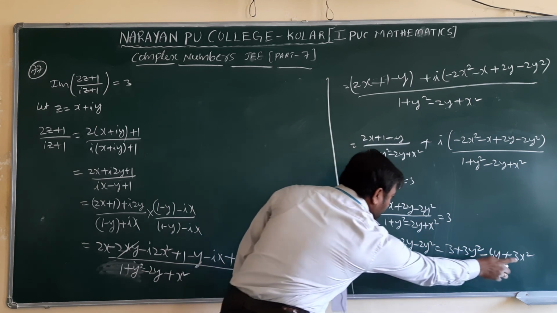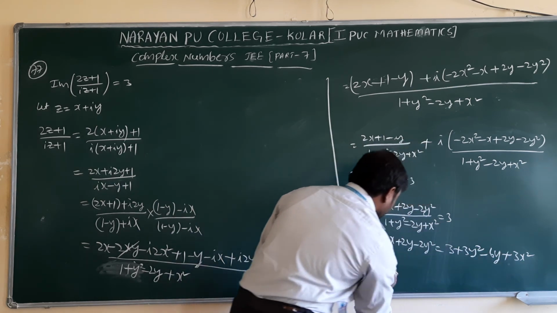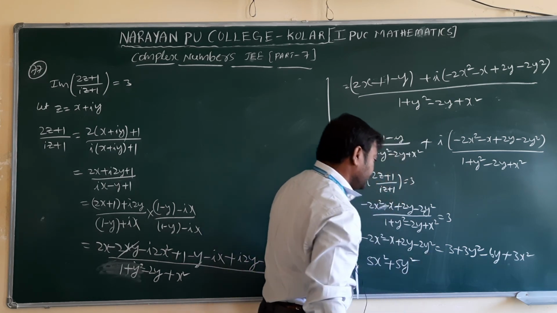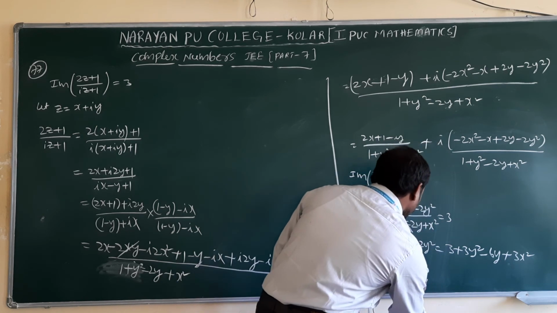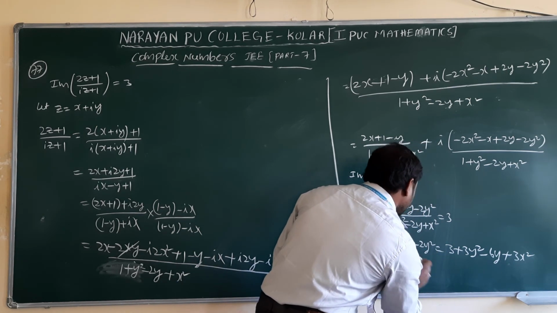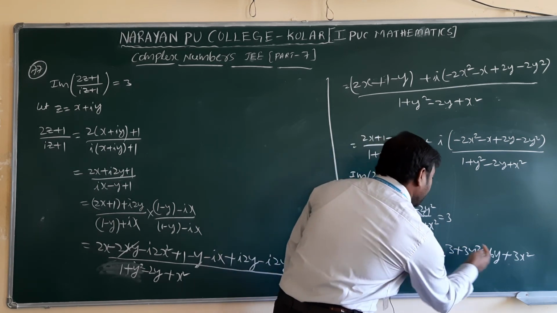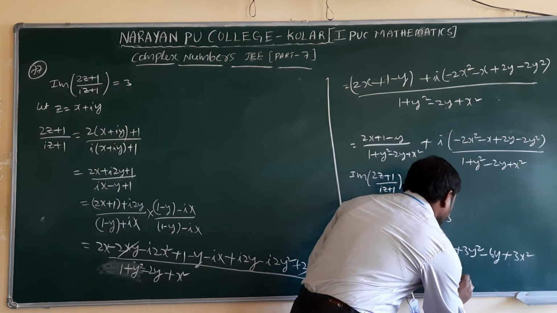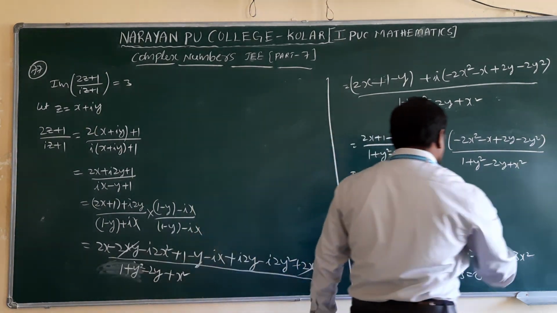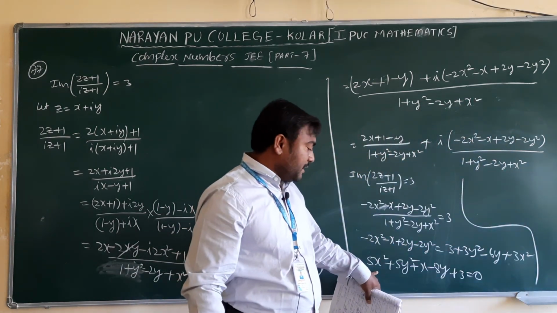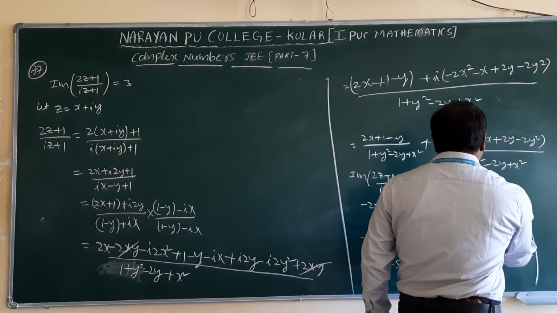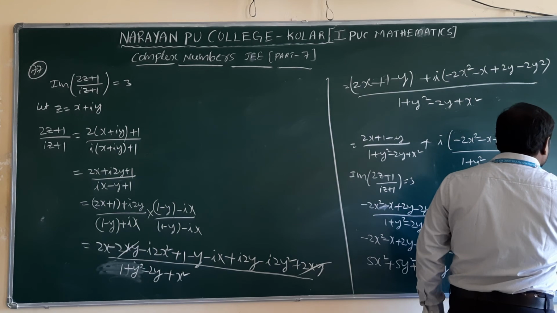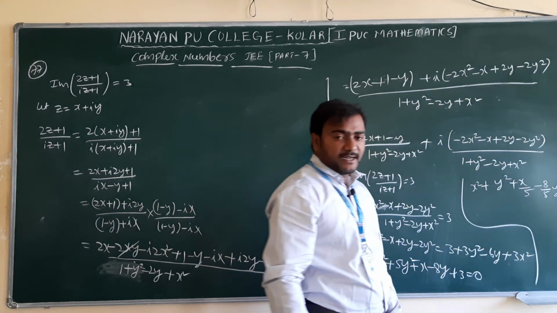Now, bringing the terms to this side, we get 3x² + 2x² = 5x², 3y² + 2y² = 5y², plus x, and 2y + 6y gives minus 8y, plus 3 equals 0. Taking 5 common, we get x² + y² + x/5 - (8/5)y + 3/5 = 0. It is in the form of the general equation of a circle.